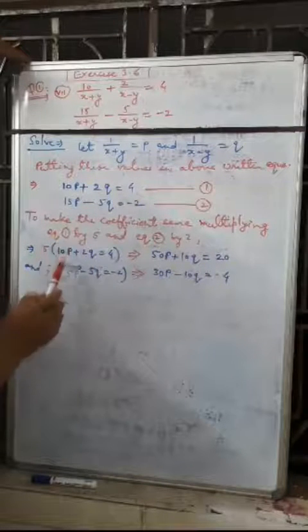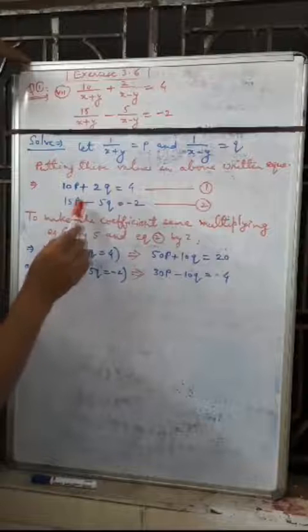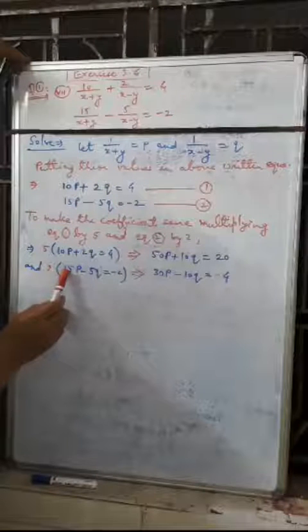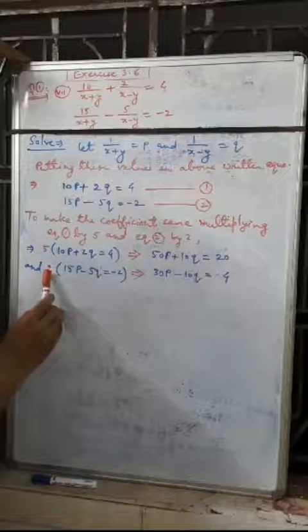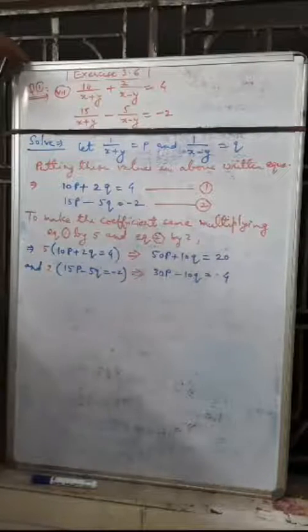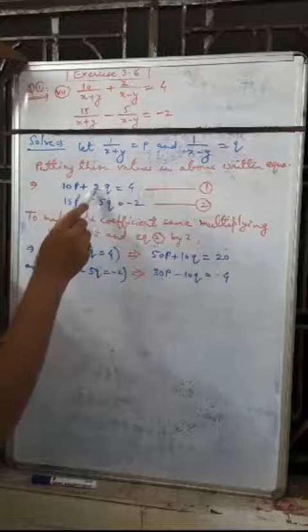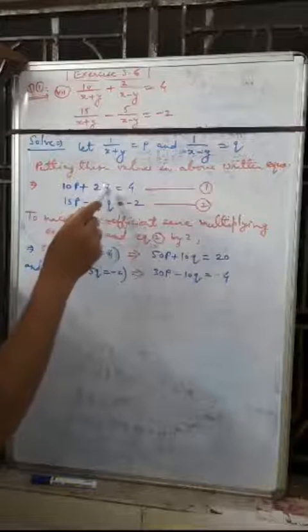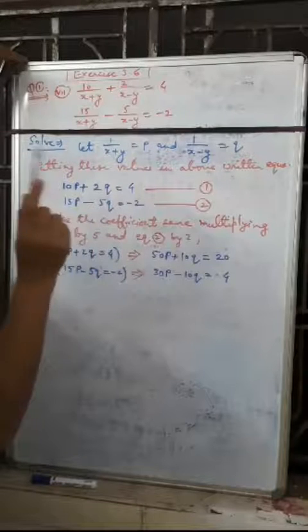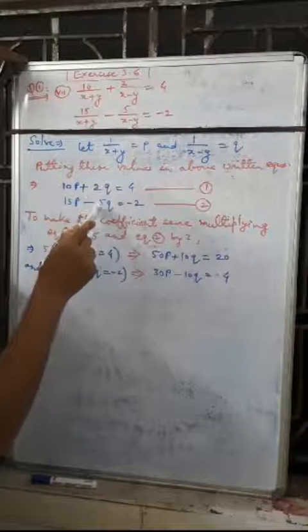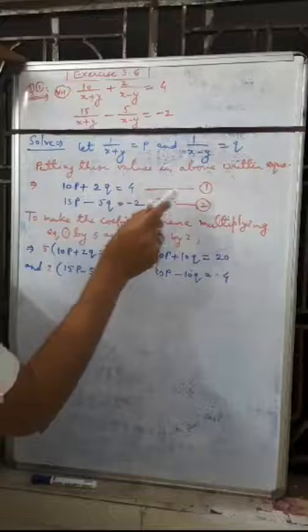And 2 will be multiplied in equation number 2. So 15 times 2 is 30p and 5 times 2 is 10q is equal to 2 times 2, minus 4. So we have checked here because we have to make the coefficient of q the same. So we need to multiply by 5. So 5 times 2 is 10 and 5 times 2 is 10. So we have multiplied by 5.